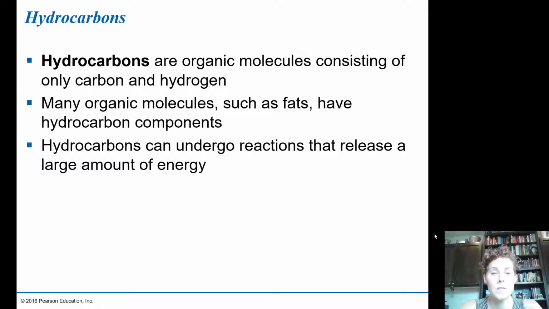Hydrocarbons can undergo reactions that release a large amount of energy. Every time hydrogens are cut and broken off, energy can be released. And so that's why essentially lipids, when you consume lipids, while it stores itself as fat, it can release large amounts of energy through slow release as it kind of burns off in your body.